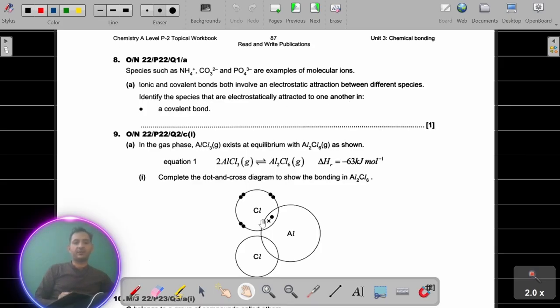We know in a covalent bond there is a shared pair of electrons. This electron pair is shared between the nucleus of chlorine and the nucleus of aluminum. So this electron pair is actually attracted between this nucleus and this nucleus. So what type of species are there? Shared electron pairs.